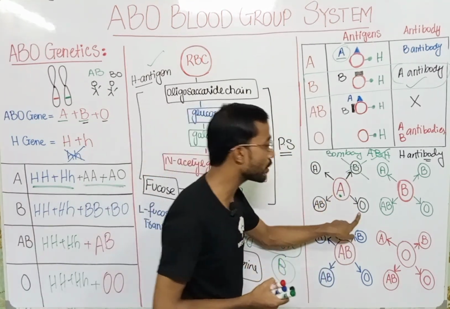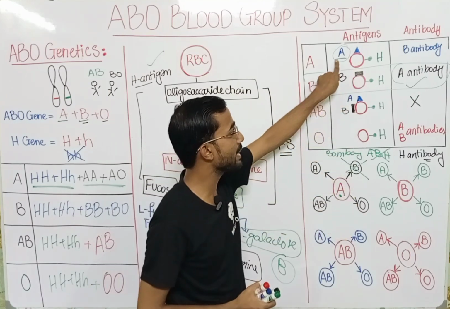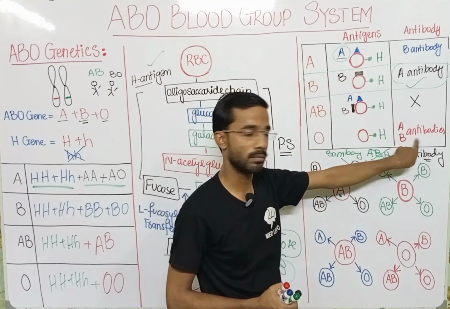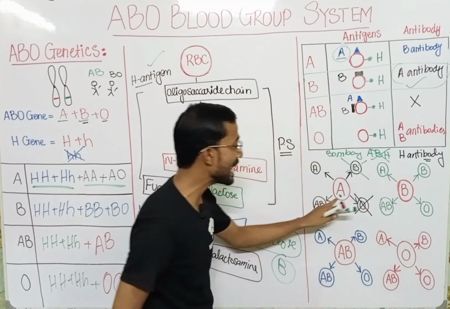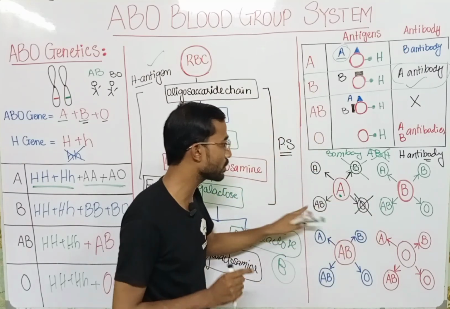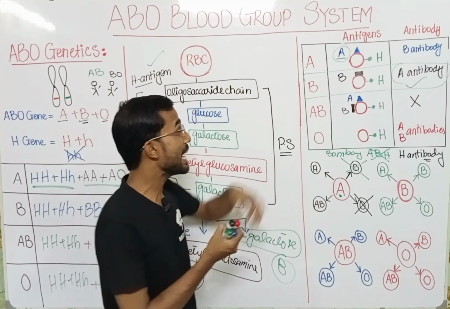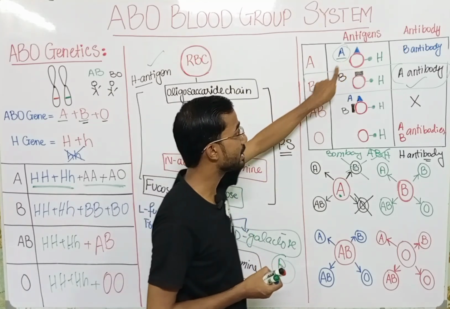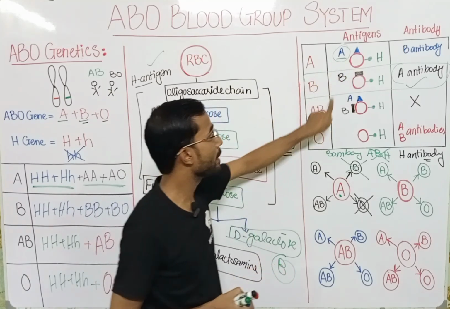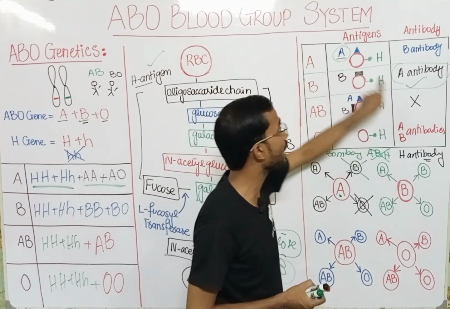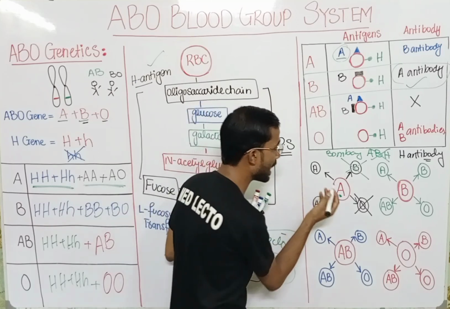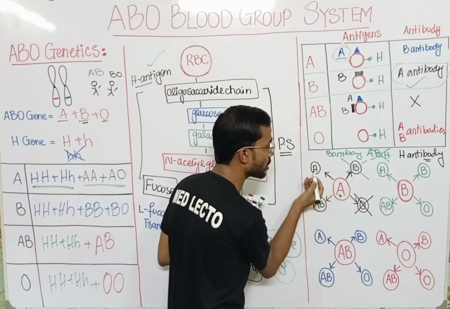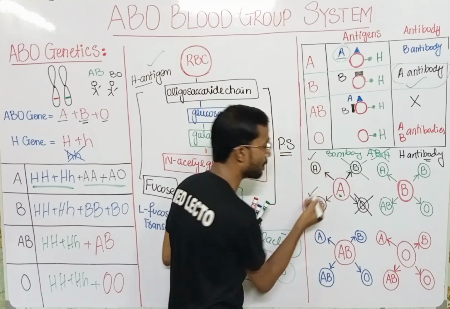Can A give blood to O? No. Again, the A antigen will react with the antibodies, so this is again rejected. Can A RBCs be given to AB? Yes. A RBCs can be given to an AB person, because there are no antibodies against the A antigen. So that's why the A blood group can give RBCs to the A person and the AB person.